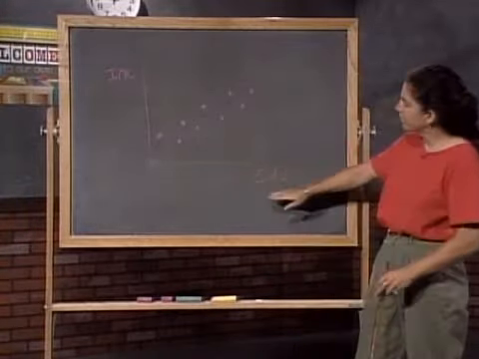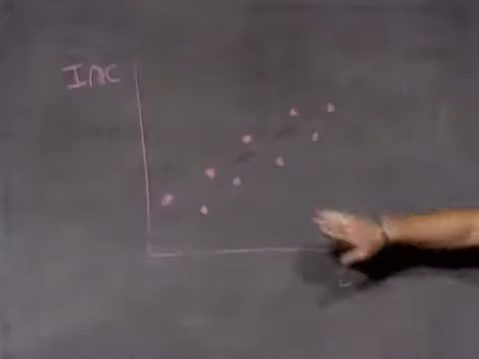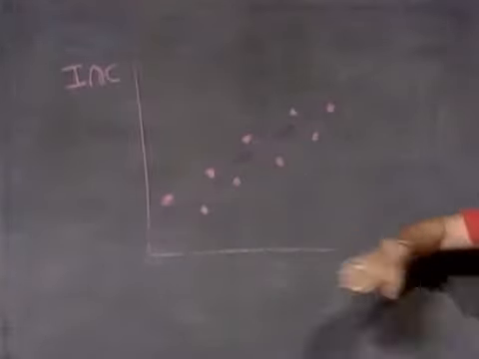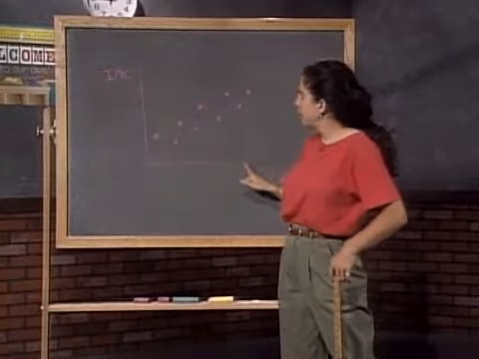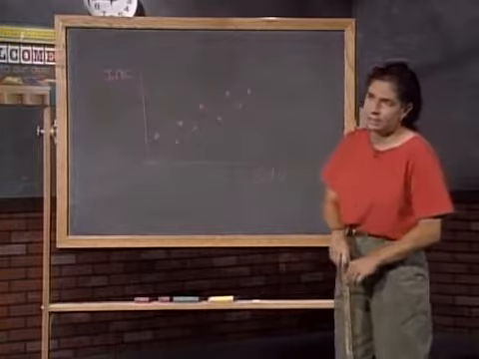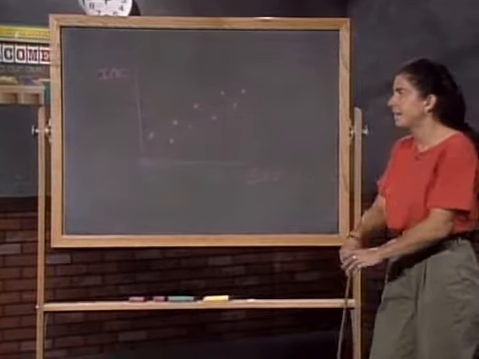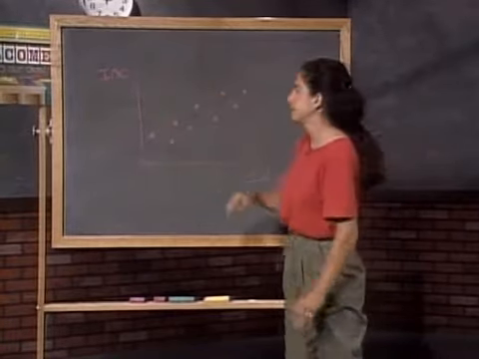Okay, what I've drawn on the board is a relationship between income and education for a group of people, and each different dot represents a different person. And as you can see, there's a positive relationship. As education increases, income increases. So what we want to do is find the ordinary least squares, which is a line that goes through these dots that's the best estimate of these dots.